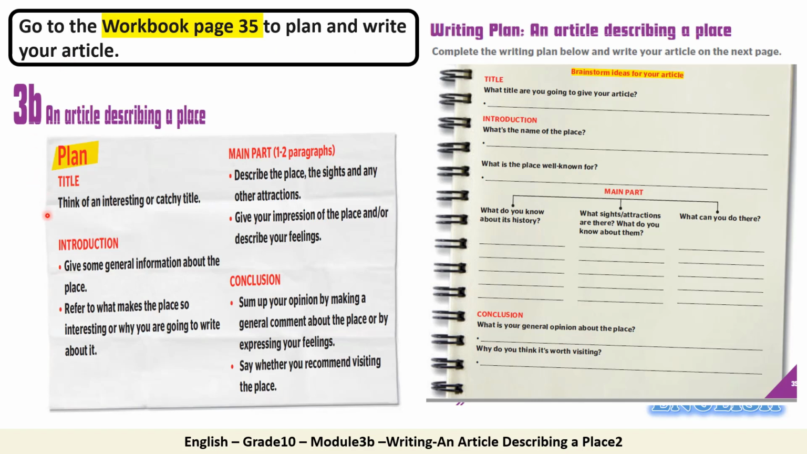While planning, think of an interesting or catchy title. Your article should contain an introduction in which you give some general information about the place and refer to what makes the place so interesting. The main part of your article can contain 1 or 2 paragraphs in which you describe the place and give your impression or describe your feelings. In the conclusion, you sum up your opinion and say whether you recommend visiting the place. Here is the plan in your workbook, page 35. Pause the video and complete it.